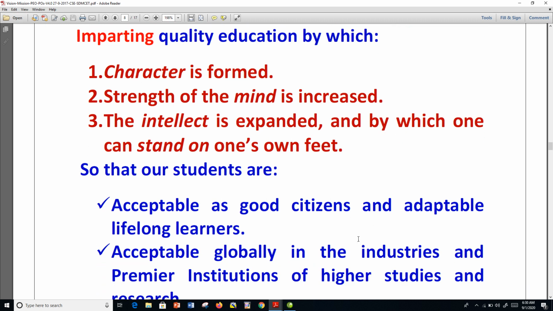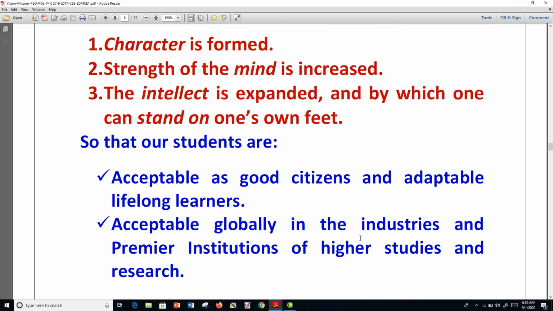So that we are focusing you to be a good citizen and you are accepted globally in the industries, and also that your placement will be better and you can focus on your higher studies in good institutions and all. This is how you can plan from the beginning.